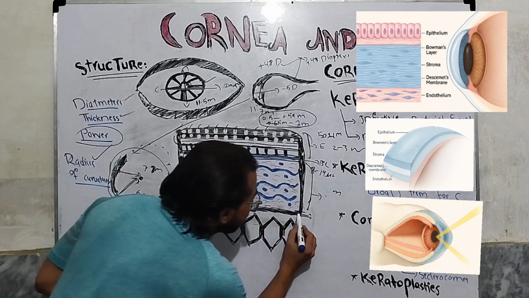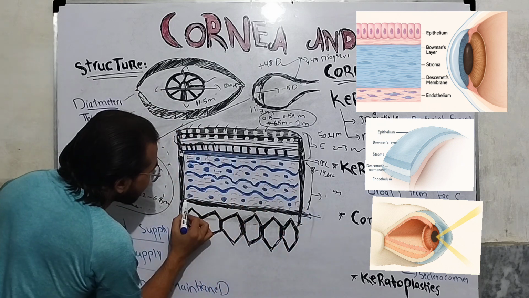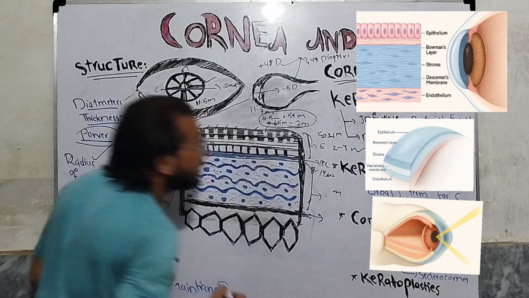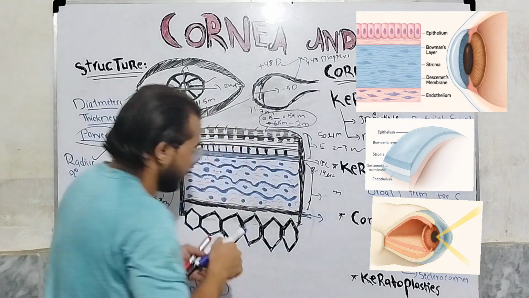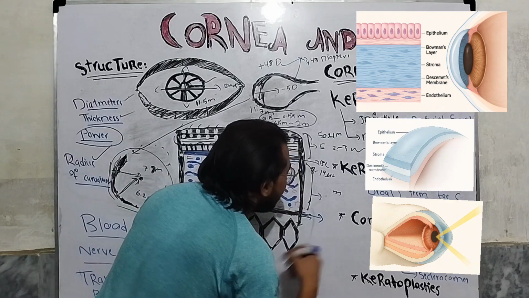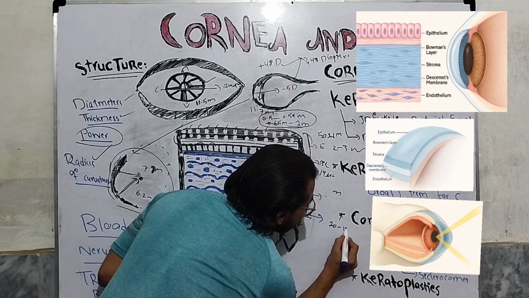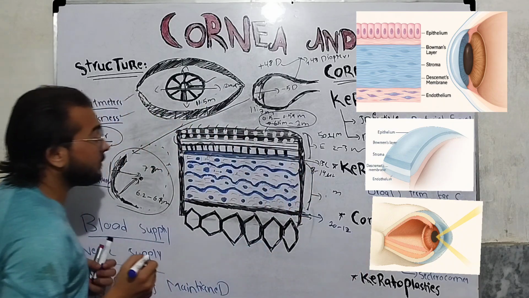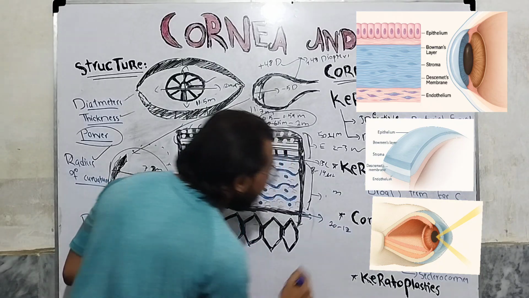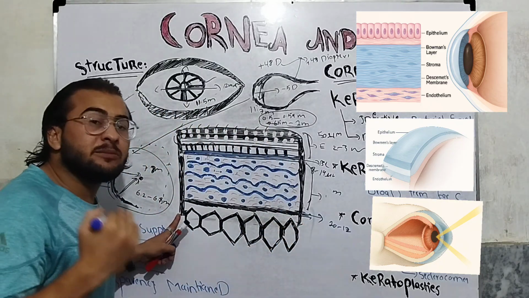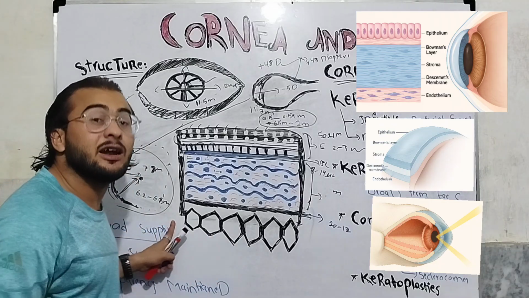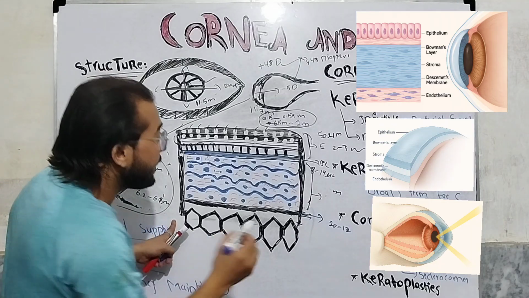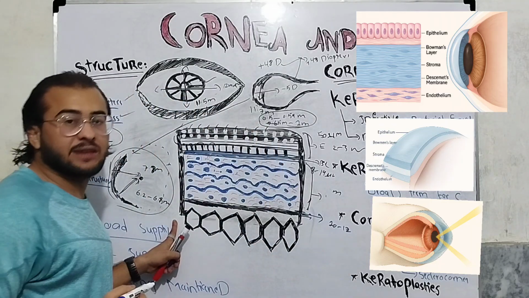Okay, the fourth layer is the Descemet membrane, which is 10 to 12 micrometer thick. Okay, 10 to 12 micrometer thick. This Descemet membrane acts as a basement membrane for the underlying endothelium. Okay, and it is 10 to 12 micrometer thick.